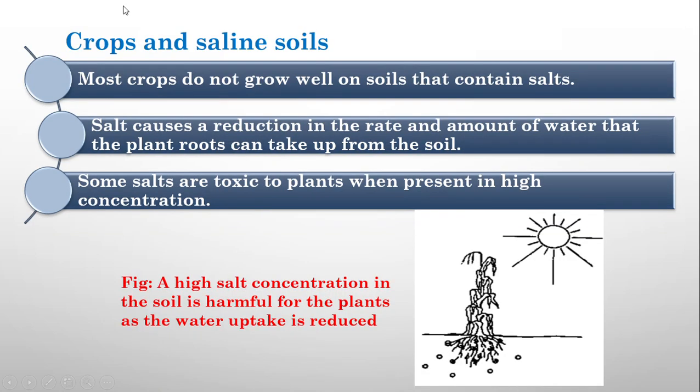Regarding the crops, most of the crops do not grow well in salts. Salty soil causes a reduction in the rate and amount of water that the plant's roots can take up from the soil, and some kinds of soils are also toxic for the plants. So here you can see that due to the high salt content, some plants cannot grow properly. They will have stunted growth. So that is the case.